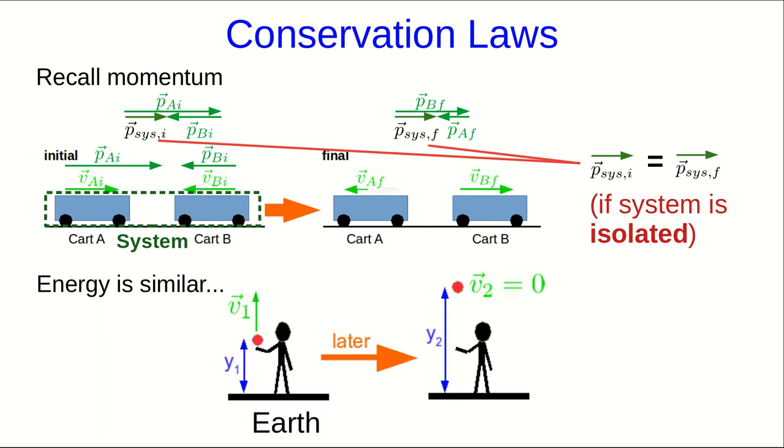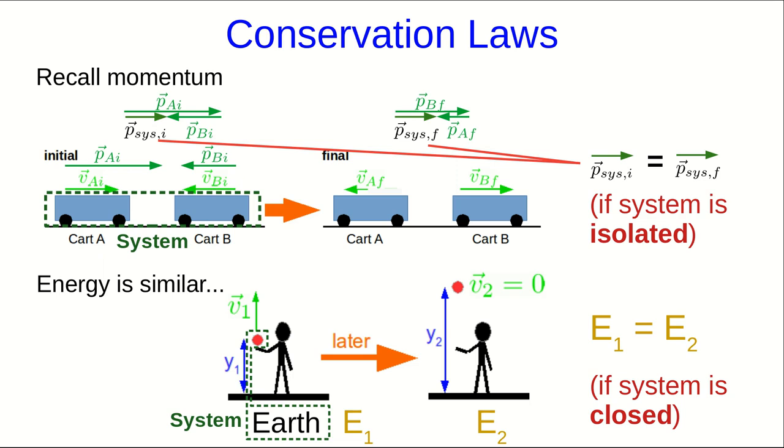So energy is very similar. Again, we define some system, say a ball and the Earth, and then we can connect earlier times to later times by writing down the energy at each time. And then as long as the system is closed, we can write down that the initial energy is the same as the final energy. And again, we can often use this to solve for things.